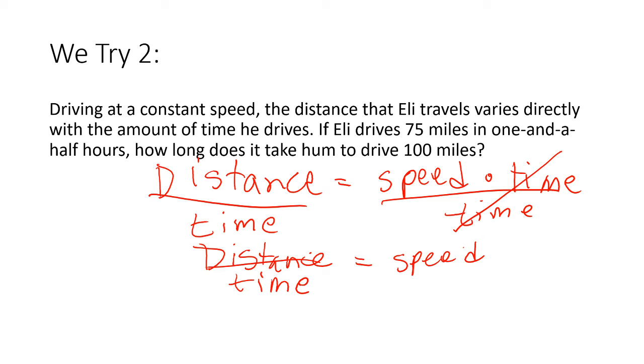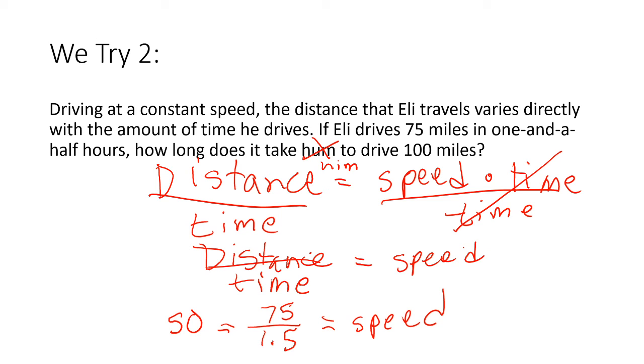So if he drives 75 miles in 1.5 hours, how long does it take him to drive 100 miles? So 75 divided by 1.5 is equal to his speed. And 75 divided by 1.5 is 50. So he's driving 50 miles per hour.